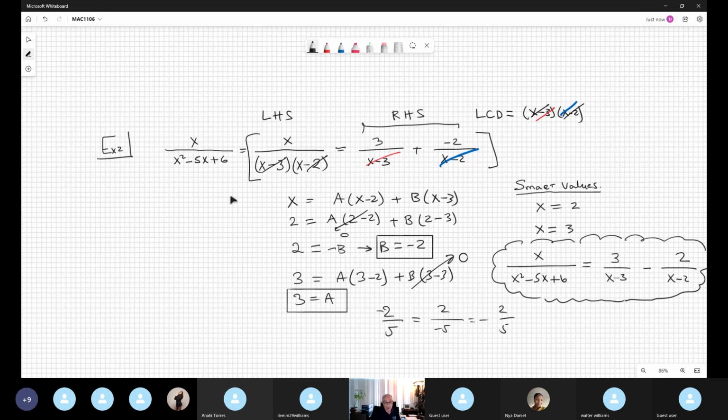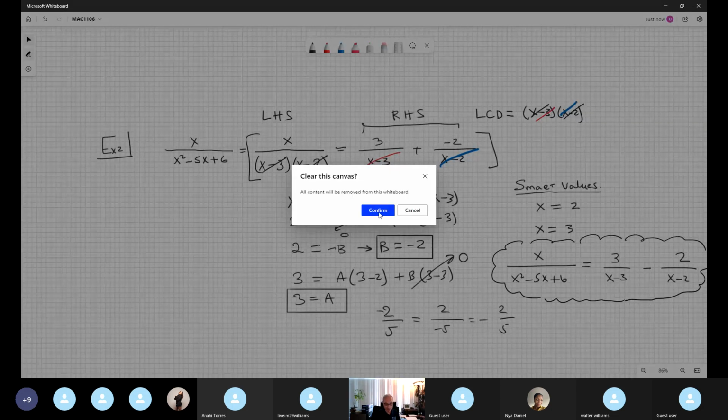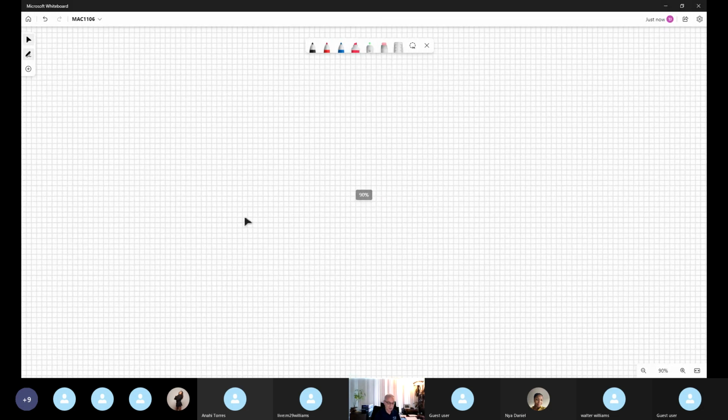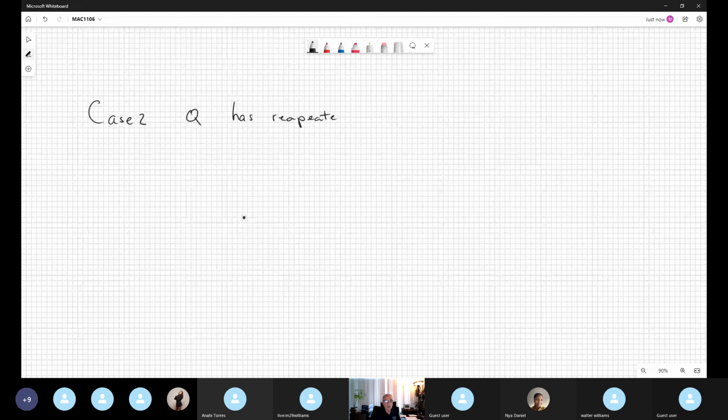Unfortunately, we have 4 cases. Suppose that we have case 2. Case 2 is linear repeated. Suppose case 2 is when q, remember I call q the polynomial in the bottom, has a repeated linear factor.